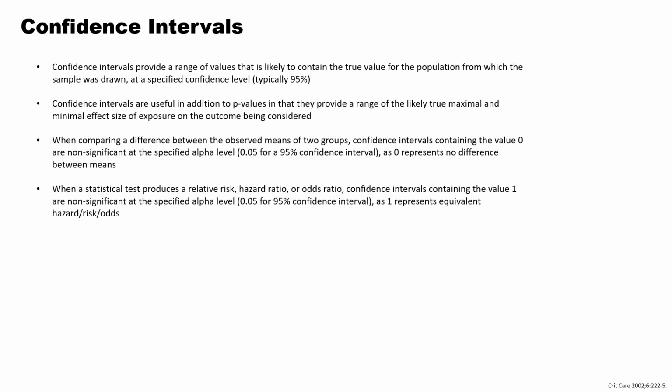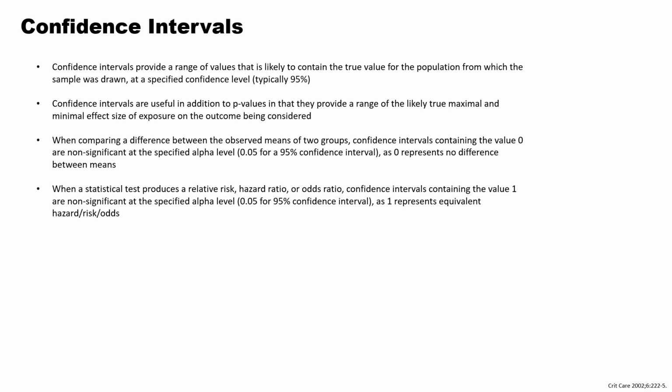Confidence intervals are an additional tool that we have to tell our viewer more about our results and to learn more about our results ourselves. So confidence intervals are going to provide a range of values that is likely to contain the true value for the population from which the sample was drawn at a specified confidence level. Confidence intervals are useful in addition to p-values in that they provide a range of the likely true maximal and minimal effect size of exposure on the outcome being considered.